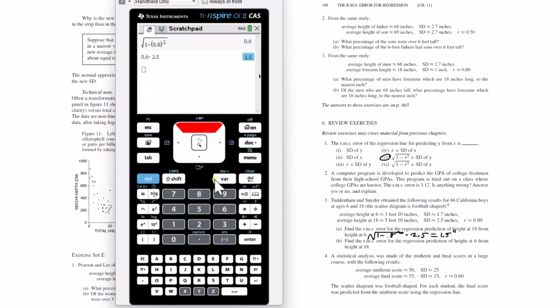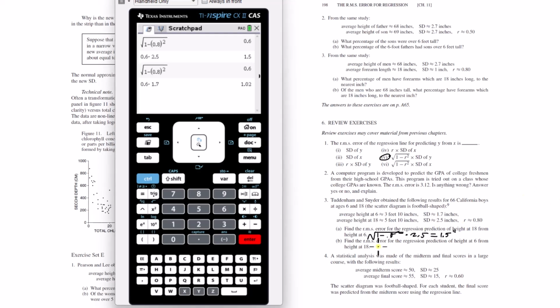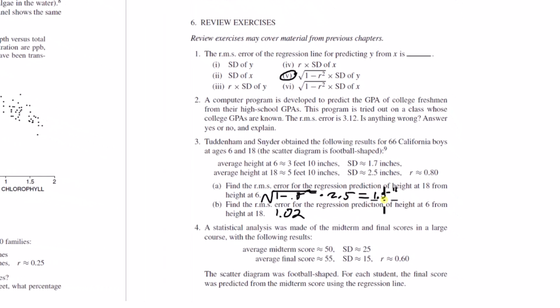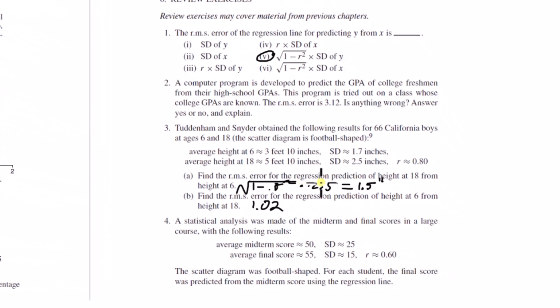Find the R.M.S. error for the regression prediction of height at 6 from height at 18. So we're doing this times 1.7, so 1.02. It's just the opposite. Now the output variable was the height at 6, so we use that standard deviation.